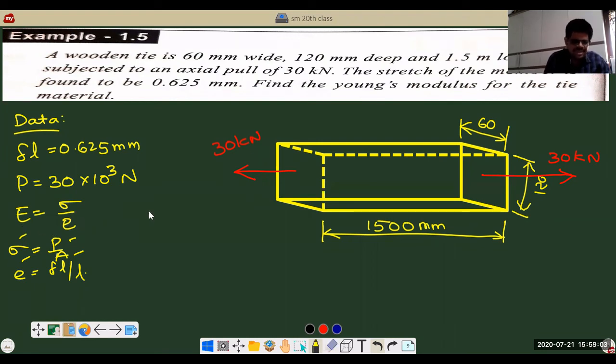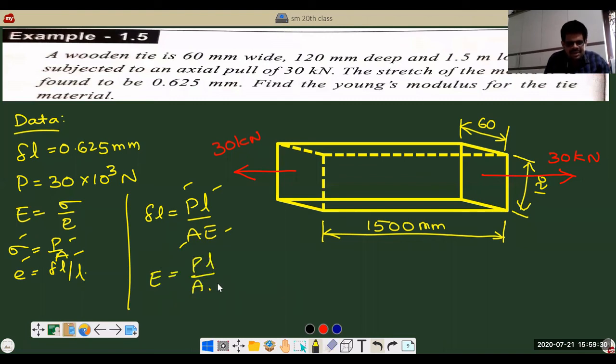So this is one procedure. Another procedure is to use this formula: delta L is equal to PL by AE. You can use this formula directly. Here P is given, L is given, A is given, and E is to be found. So E is equal to PL by A into delta L. Delta L is also given, so simply you have to find the value of A.